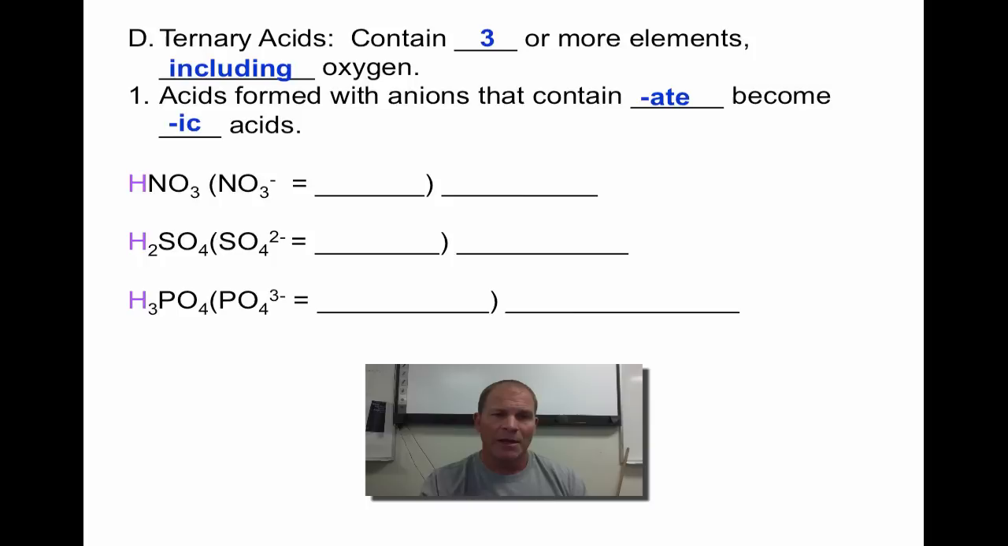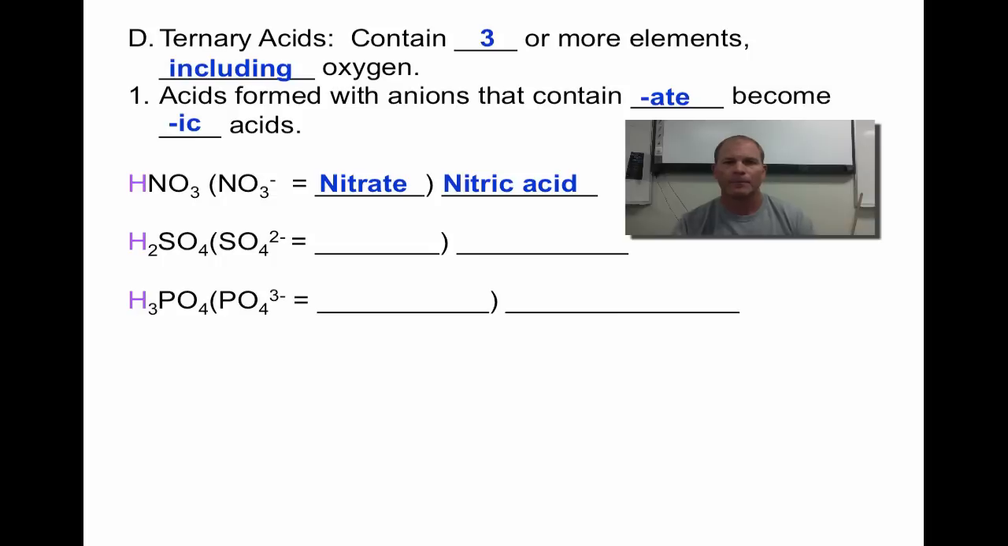For example, HNO3 starts out with a hydrogen, I know it's an acid. Is there an oxygen present? Yes, there is. So to name it, I focus on my polyatomic ion, which is NO3 minus, which is nitrate. And nitrate I change to nitric and throw the word acid at the end of it.